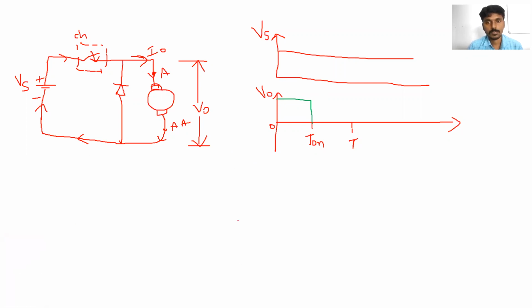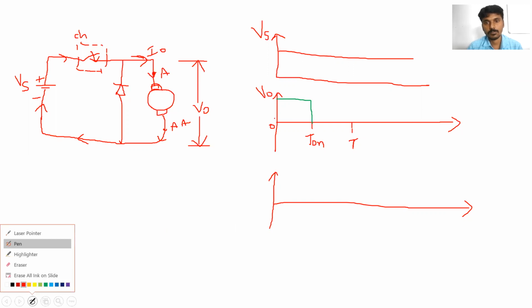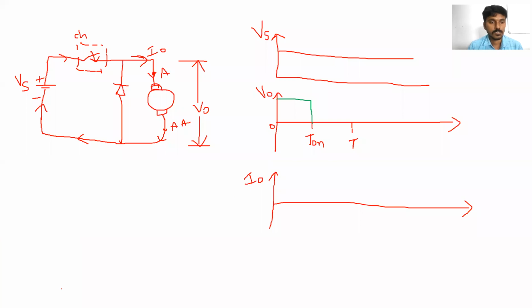Okay. Next, what will be the output current? Please tell me. Current flows from this point to this point. The switch is closed, so the current is flowing through the load circuit, right? Yes or no? Please say yes or no, whether the current is flowing or not.